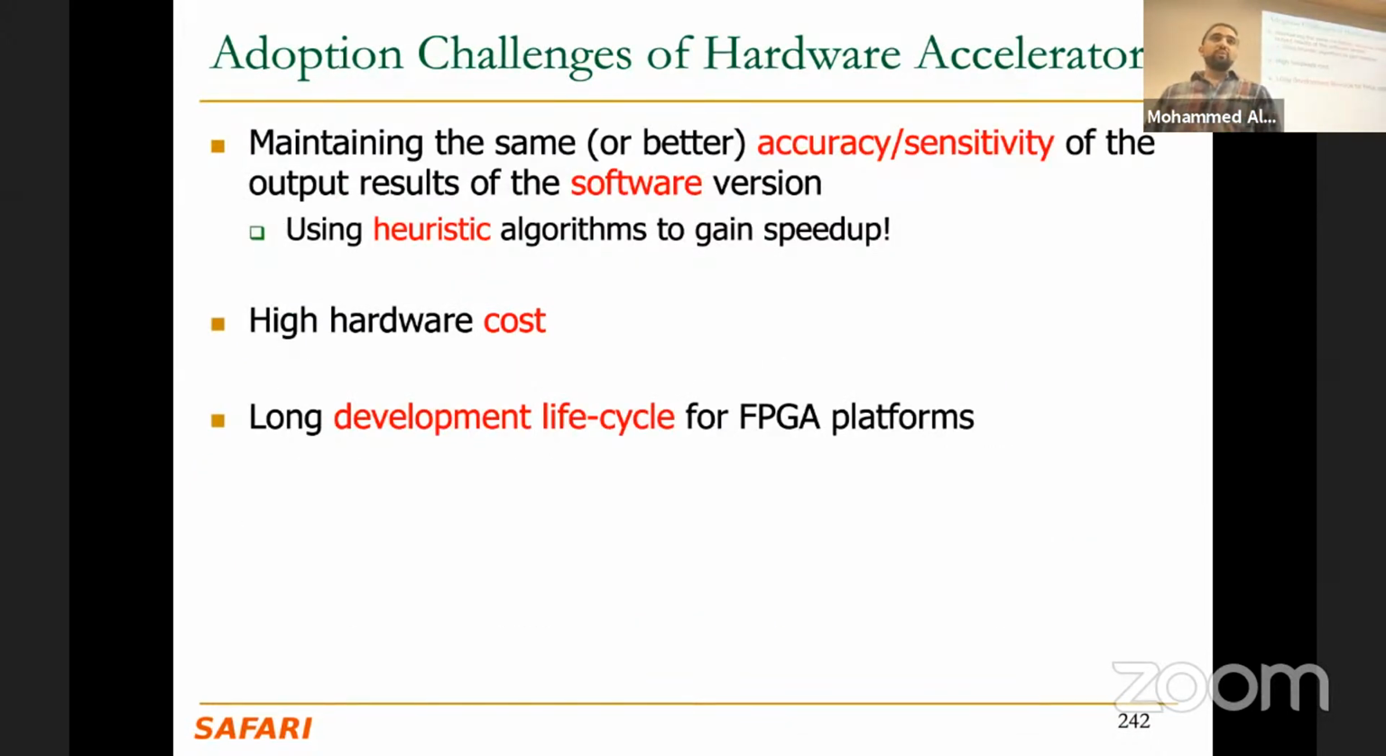Again, accuracy is something we don't want to compromise. The high hardware cost: of course, you are going to invest in more FPGAs, more GPUs. That will cost you a lot in the first round, but later on, over the long run, you will see a lot of benefits.